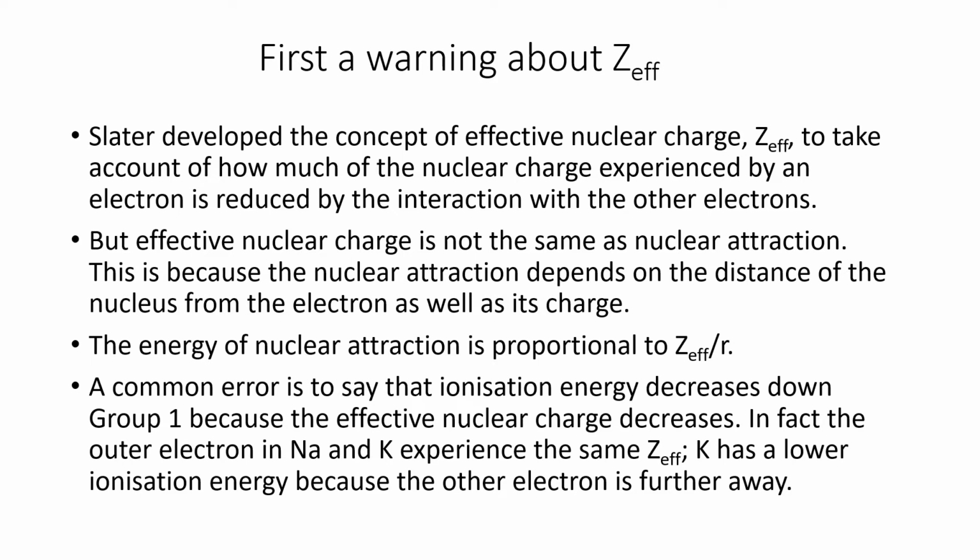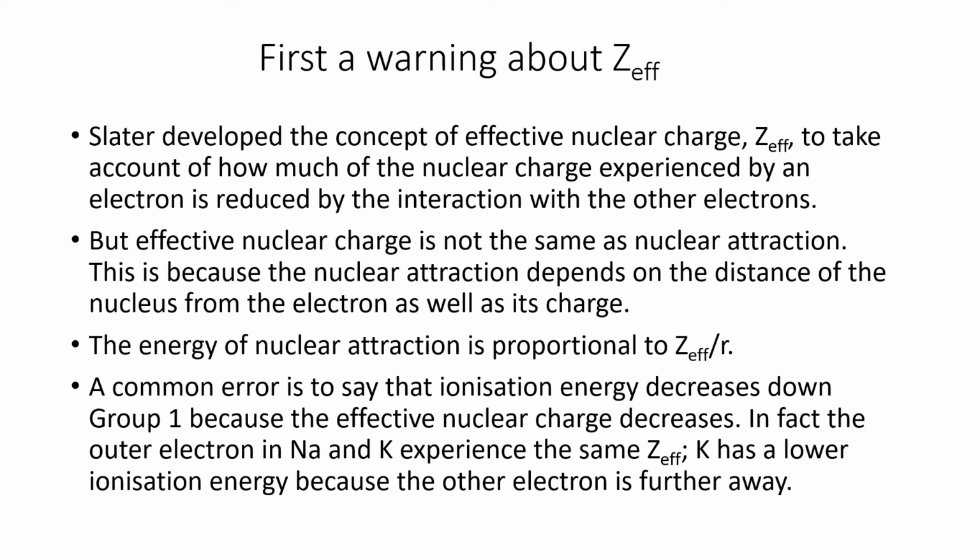You remember this came to half of the magnitude of the potential energy, and this involved the nuclear charge on the numerator and the distance of the electron from the nucleus on the denominator. And so we need to remember that the distance of the electron from the nucleus is a separate factor we need to consider. It's not something we can just lump in with the effective nuclear charge.